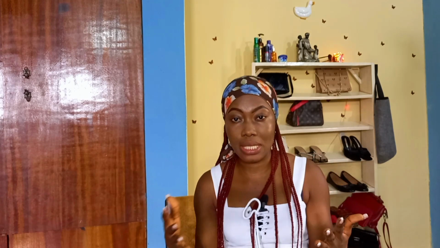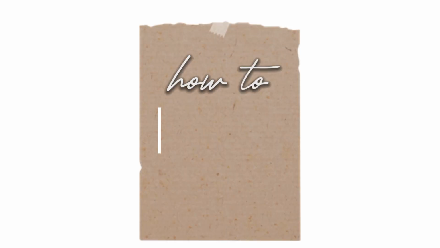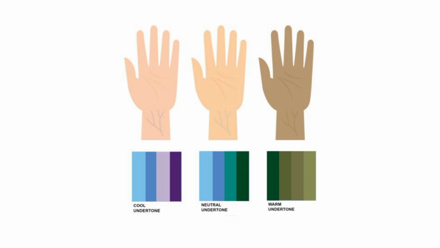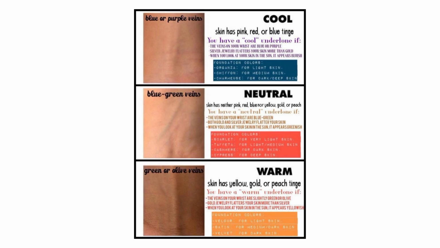So how do you understand undertone? Okay, there are 2 easy ways that you can identify your undertone. The first thing is to look at the color of your veins. You can look at your wrist. If your vein appears to be very green, then you have a warm undertone. But if your vein appears to be bluish, then you have a cool undertone. And if you're not able to tell whether it is bluish or greenish, then your undertone is neutral.